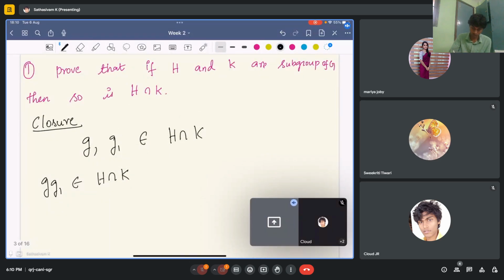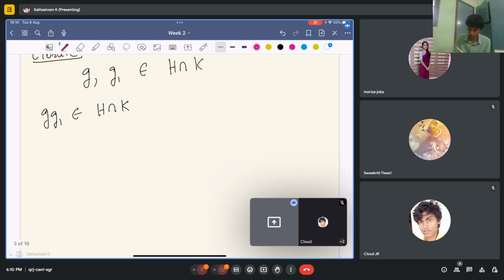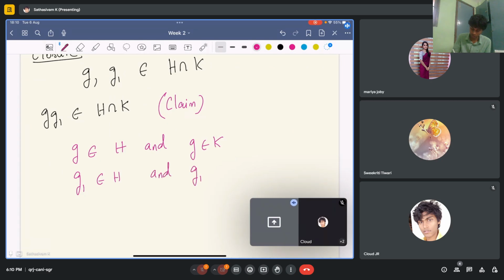So why is that true? Let's start with observing. See, g belongs to H intersection K means what? It means g belongs to H and g belongs to K, right? So it belongs to both of them. And similarly, g1 also belongs to both of them. So what we know is g belongs to H and g belongs to K. Similarly, g1 also belongs to H and g1 also belongs to K.